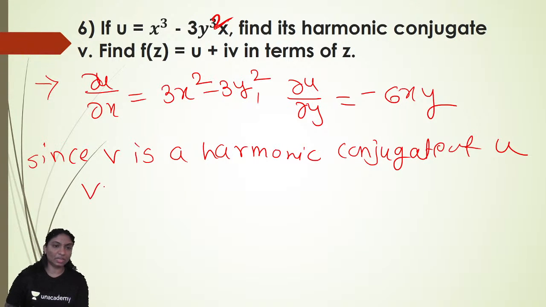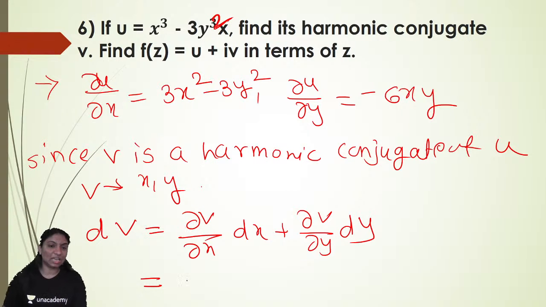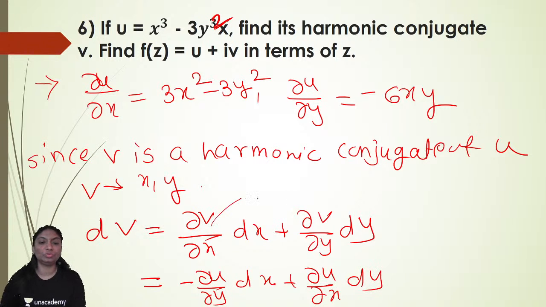So what we will do is, v is a function of x and y, so we find dv is equal to ∂v/∂x into dx plus ∂v/∂y into dy. As it satisfies the CR equations, ∂v/∂x is equal to minus ∂u/∂y, into dx plus ∂u/∂x into dy, replacing these two by the CR equations: ∂v/∂x is equal to minus ∂u/∂y, and ∂v/∂y is equal to ∂u/∂x.